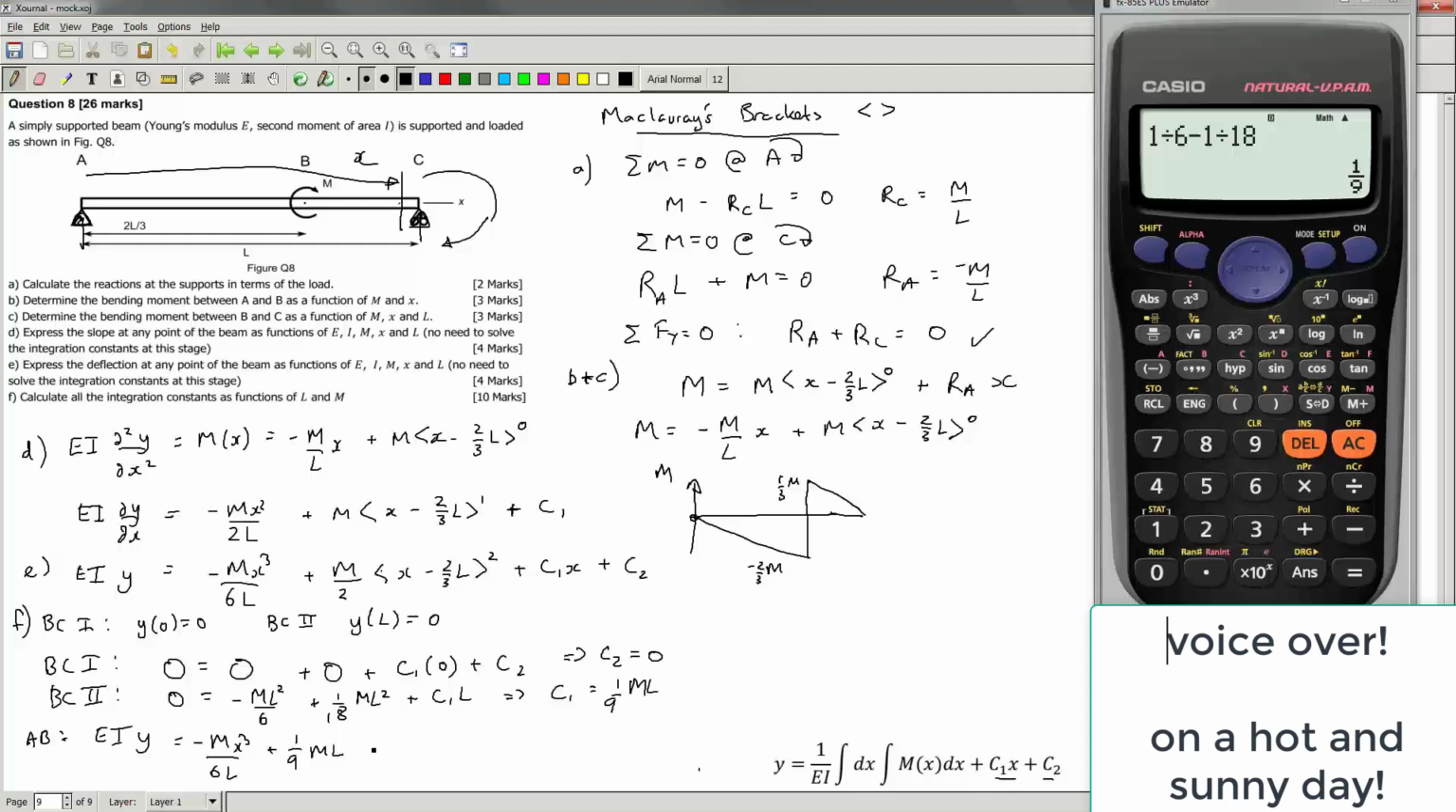Okay, now let's go for the next bit. I'll remember to multiply that by x in a minute. From B to C, what happens? In this case, the Maclaurin bracket will get switched on. So all I'm going to have to do is write out this equation again and change my triangle brackets into nice curved brackets. So EIy equals minus x to the power 3 divided by 6L plus, now the expression gets switched on because x is more than 2/3 L.